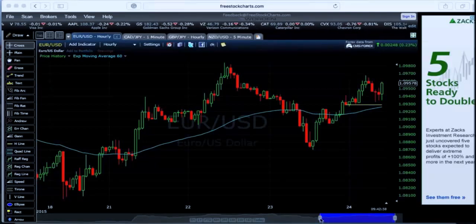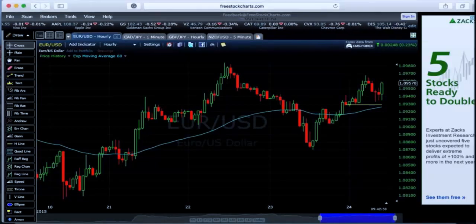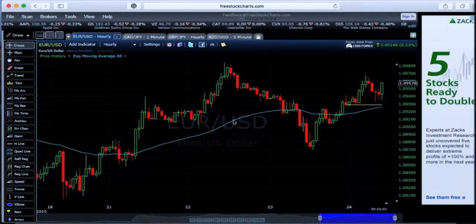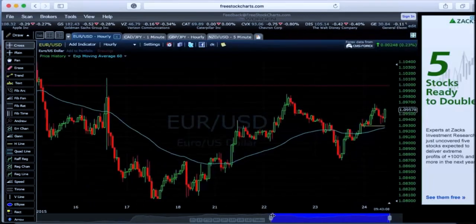Now, the expiration time depends on the time frame that we're using. Right now, I'm using the hourly chart, so we're on the hourly chart. We're going to look for 1 hour expiry up to 2 hours expiry.